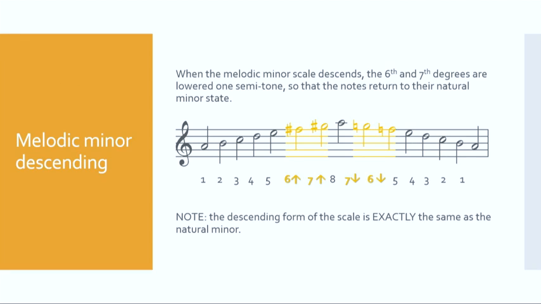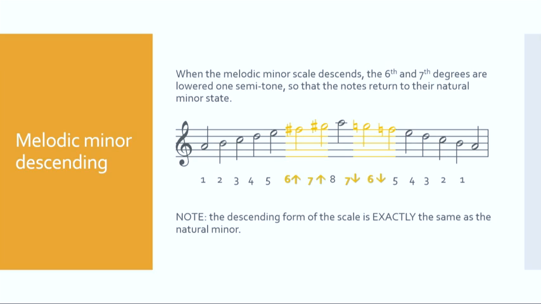Now we've dealt with the ascending melodic minor. Now we need to work with the descending part of it. Okay. So we said that the 6th and the 7th degrees are raised when you're going up. The 6th and the 7th degrees are lowered when you come down.